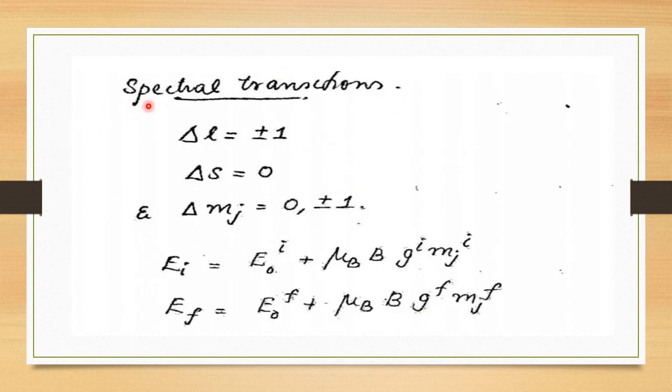Now, what are the possible spectral transitions? The allowed transitions are delta L equal to plus or minus 1, delta S equal to 0 and delta Mj equal to 0 or plus or minus 1. Using these transitions, what is the value of the frequency of the emitted spectral line? So we take the initial level as Ei equal to E0i plus mu B B gi Mji, and the final level Ef equal to E0f plus mu B B gf Mjf.